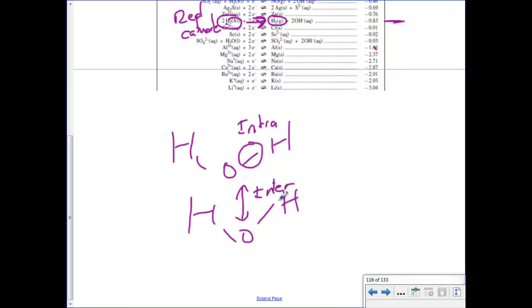Breaking intermolecular bonds causes you to go from solid to liquid to gas, because you're taking individual molecules and separating them. But if you break an intramolecular bond, you're actually breaking the bond inside the molecule, making this turn into, say, hydrogen and oxygen gas. If you break this bond, it just makes it go from solid to liquid to gas.